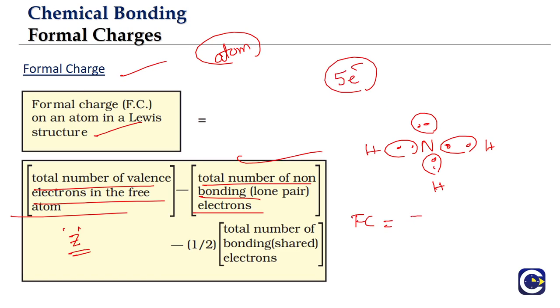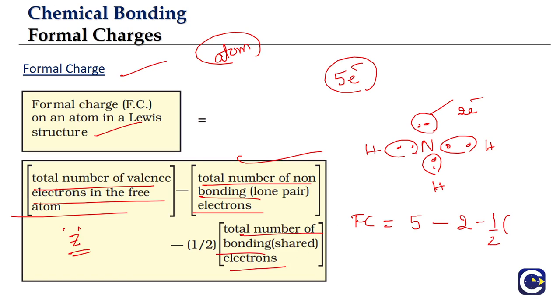So formal charge will be what? The number of valence electrons of that particular atom, nitrogen, in the free state. What is it? 5. Minus the number of non-bonding electrons. Look at this. How many non-bonding electrons are there? 2 are there. Minus half the times the number of bonding electrons. Bonding electrons will come from where?